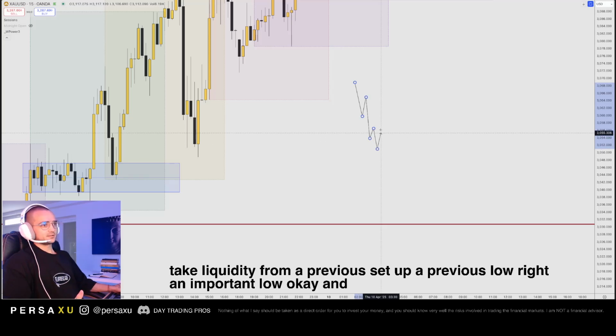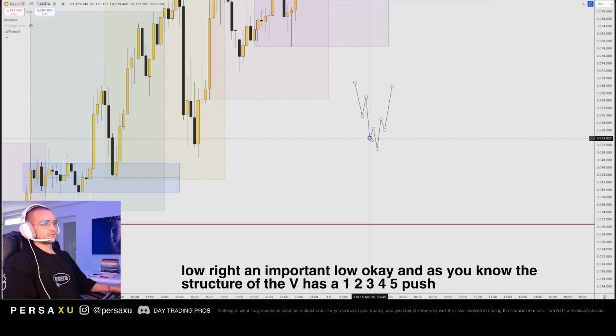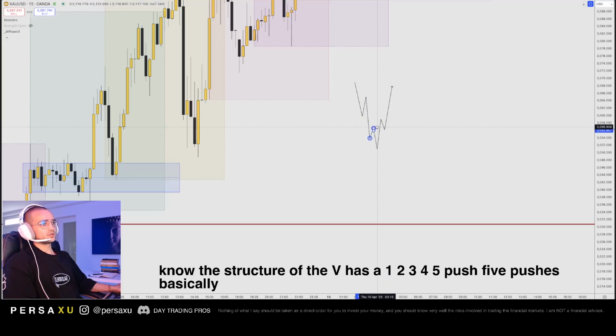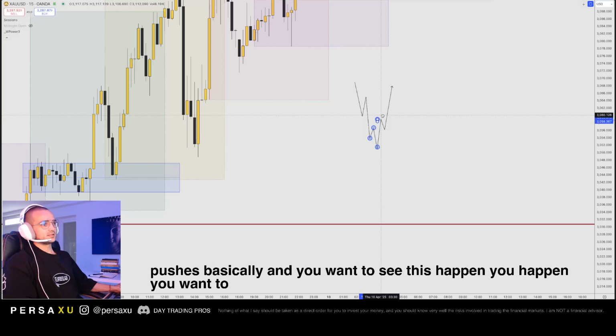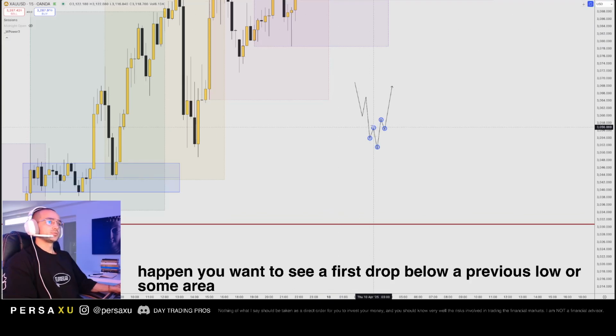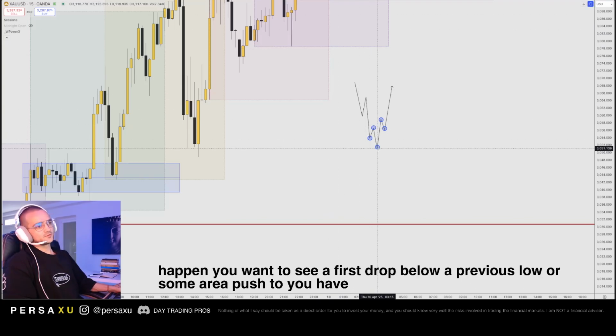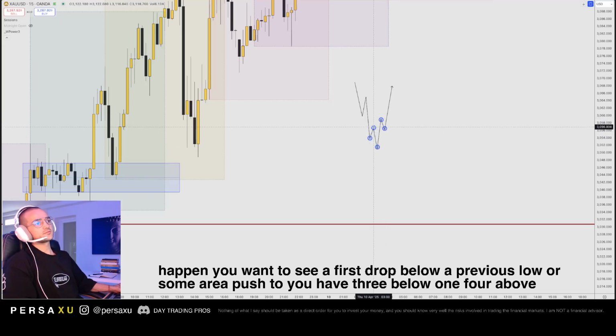And as you know, the structure of the V has 1, 2, 3, 4, 5 pushes, 5 pushes basically, and you want to see this happen. You want to see a first drop below a previous low or some area, push 2, you have 3 below 1, 4 above 2, and 5 respects 2 to 3.